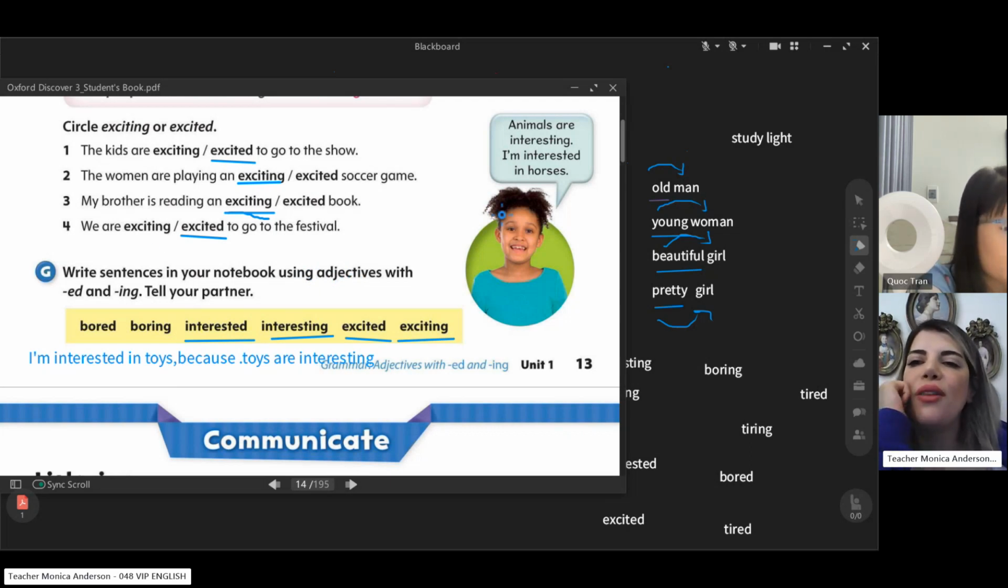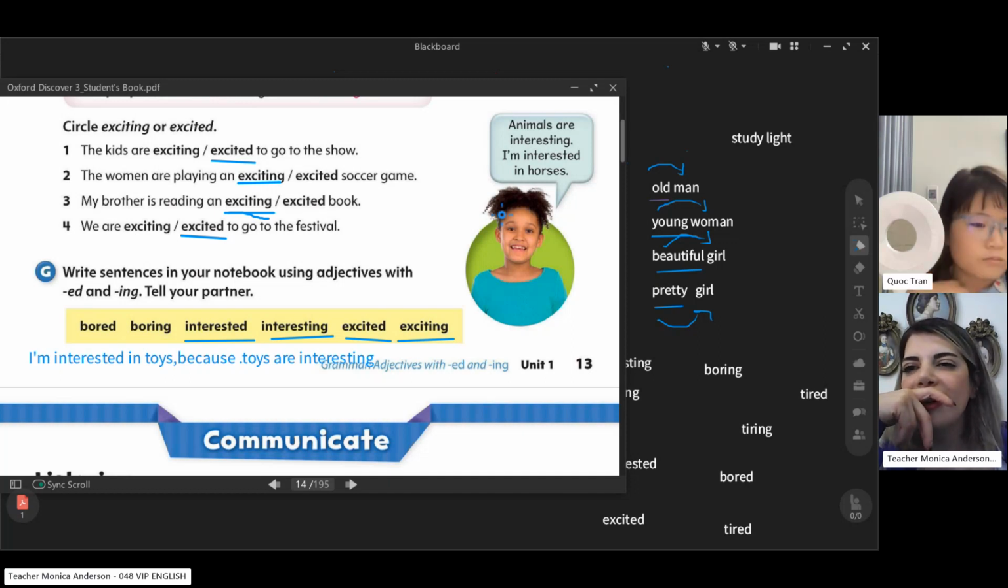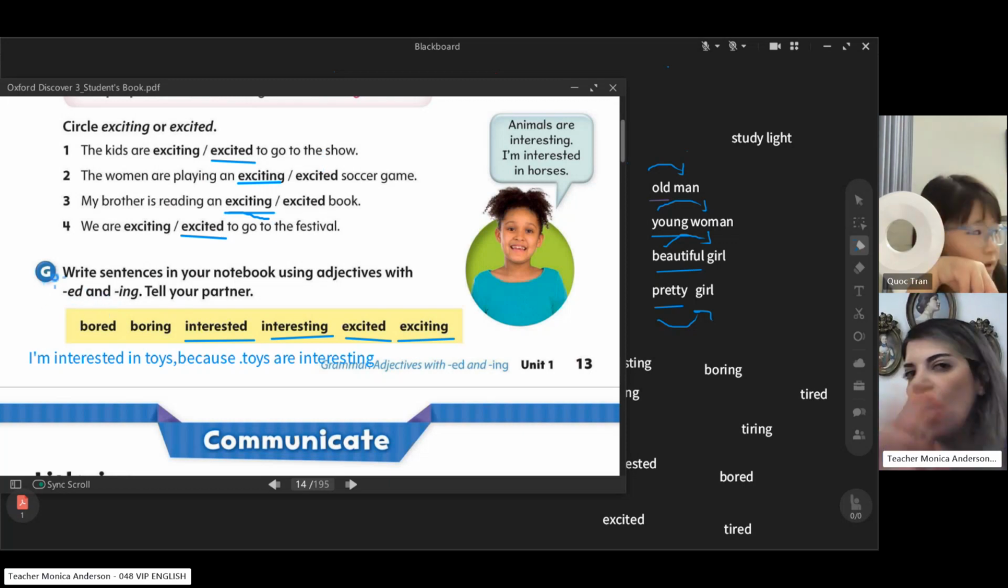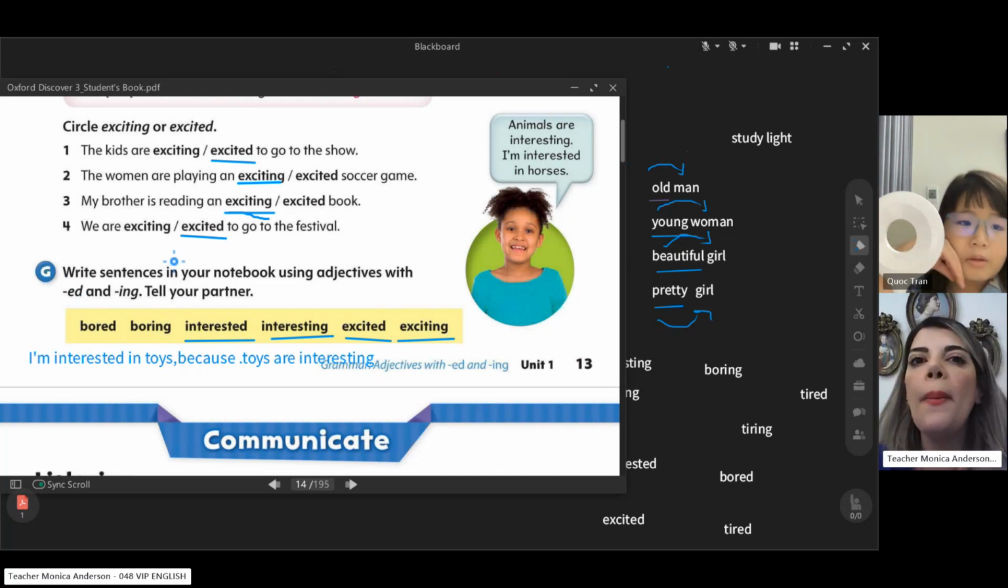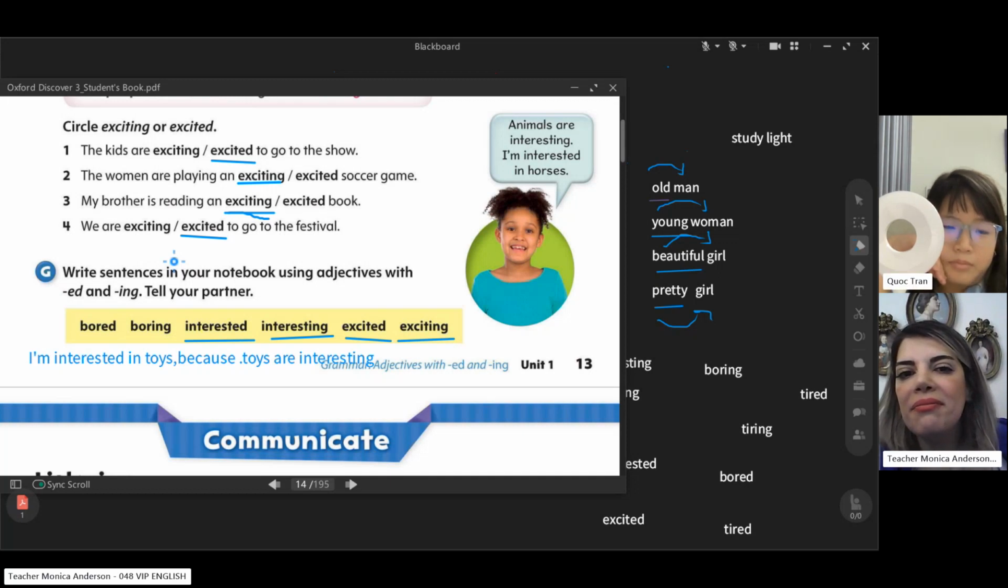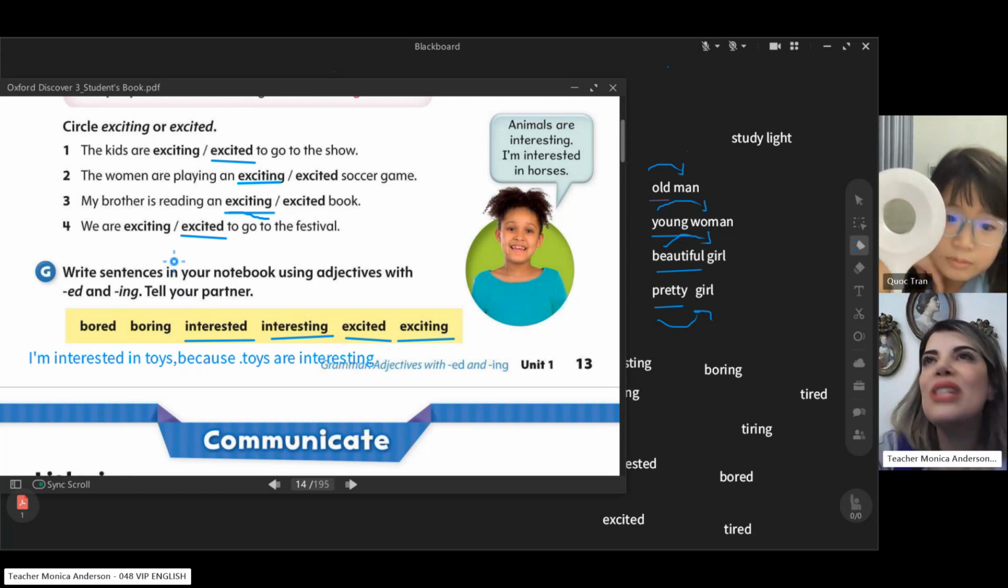Now, let's make two other examples. So maybe one using excited and exciting. Excited and exciting? Of course. I'm exciting in crayon. Because crayons are interesting. Okay, let's make it again. Just in is only used for interested. Just interested, not for excited. So you say I'm excited because, for example, painting with crayons is really exciting.